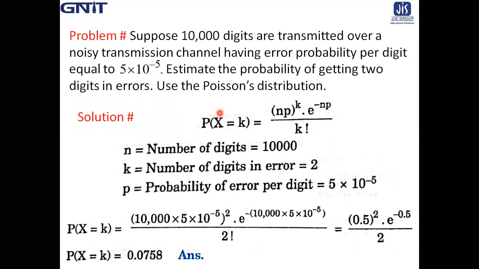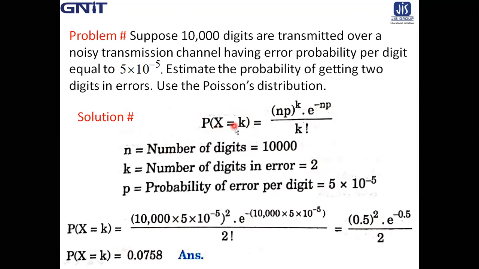Next is an example on the Poisson distribution. Suppose 10,000 digits are transmitted over a noisy transmission channel having error probability per digit equal to 5 into 10 to the power minus 5. Estimate the probability of getting 2 digits in error. Use the Poisson distribution.